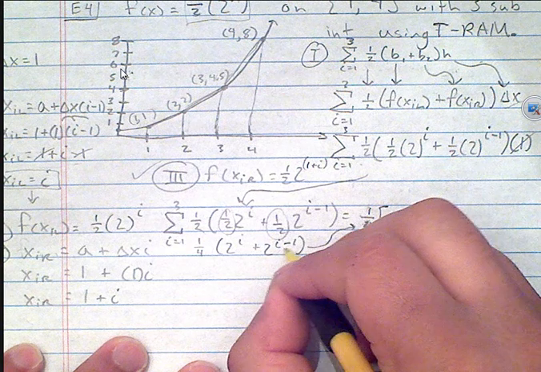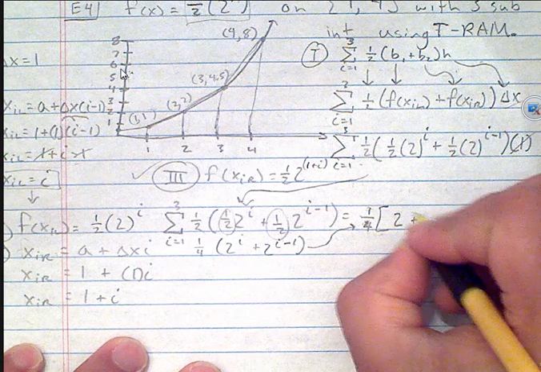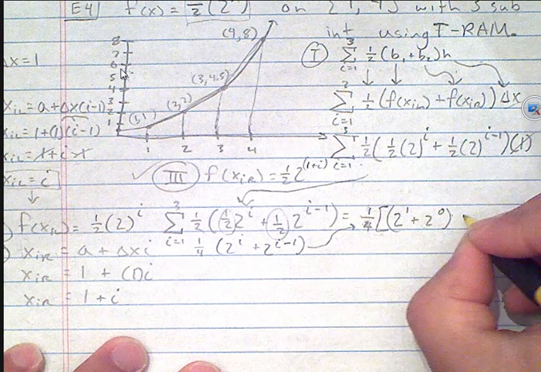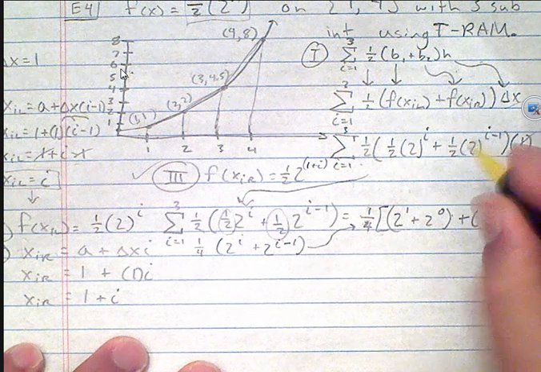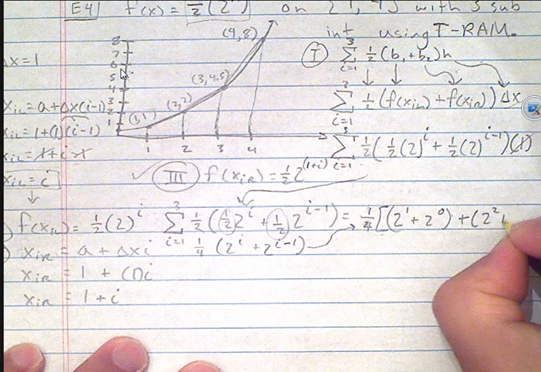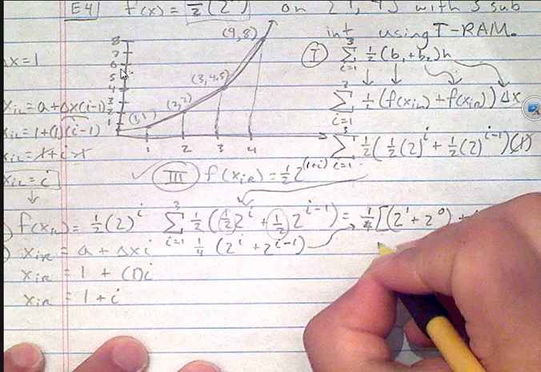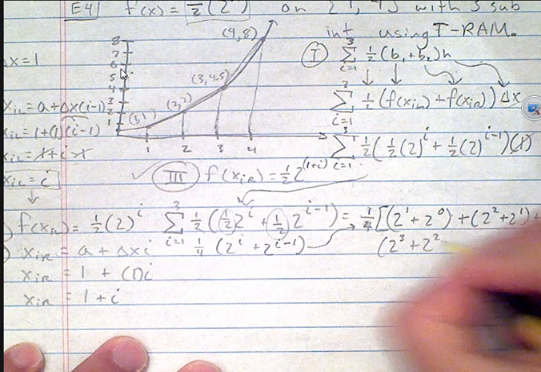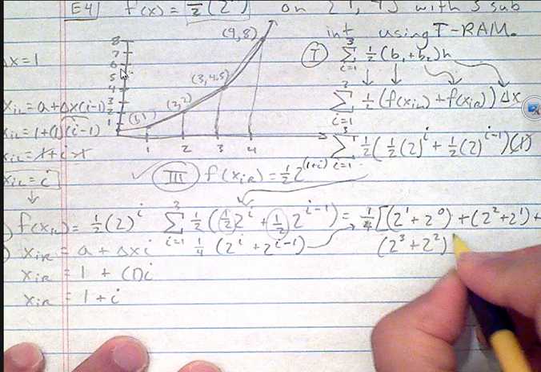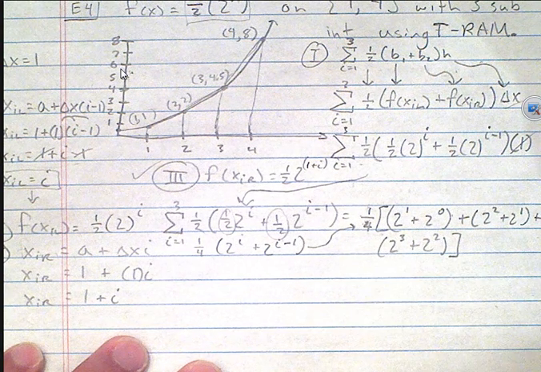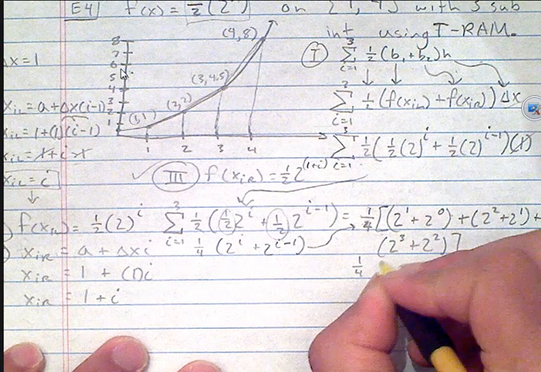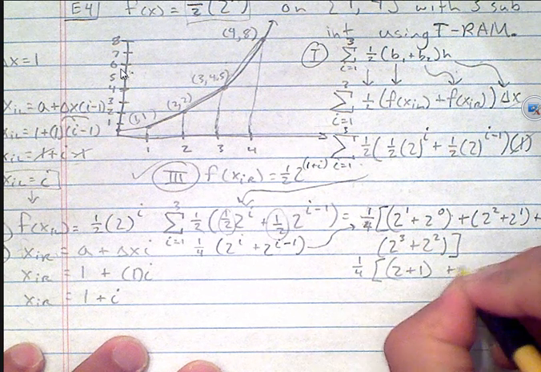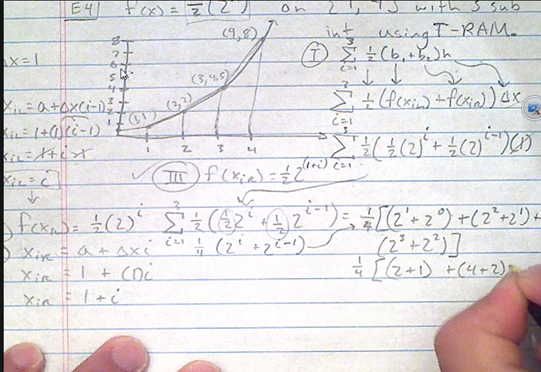1 minus 1 is 0, so 2 to the first plus 2 to the 0, and that's in parentheses if you want it, plus plug in 2: 2 squared plus 2 to the first, plus 2 to the third plus 2 to the second. We already have a pattern going, but we didn't even need to go that far. So it's 1/4 times 2 plus 1 plus 4 plus 2 plus 8 plus 4.